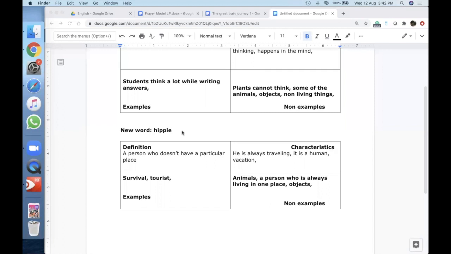How can we use a Freyer's model for addition? We can write in the definition: if we add two things, that is called addition. What are the characteristics? We can write that addition will increase or decrease the value of the equation. That can be one of the features. Addition is written with a plus sign. Examples: 2 plus 3, 4 plus 5. Can anyone tell me a non-example for addition? I'm looking for a non-example of addition.